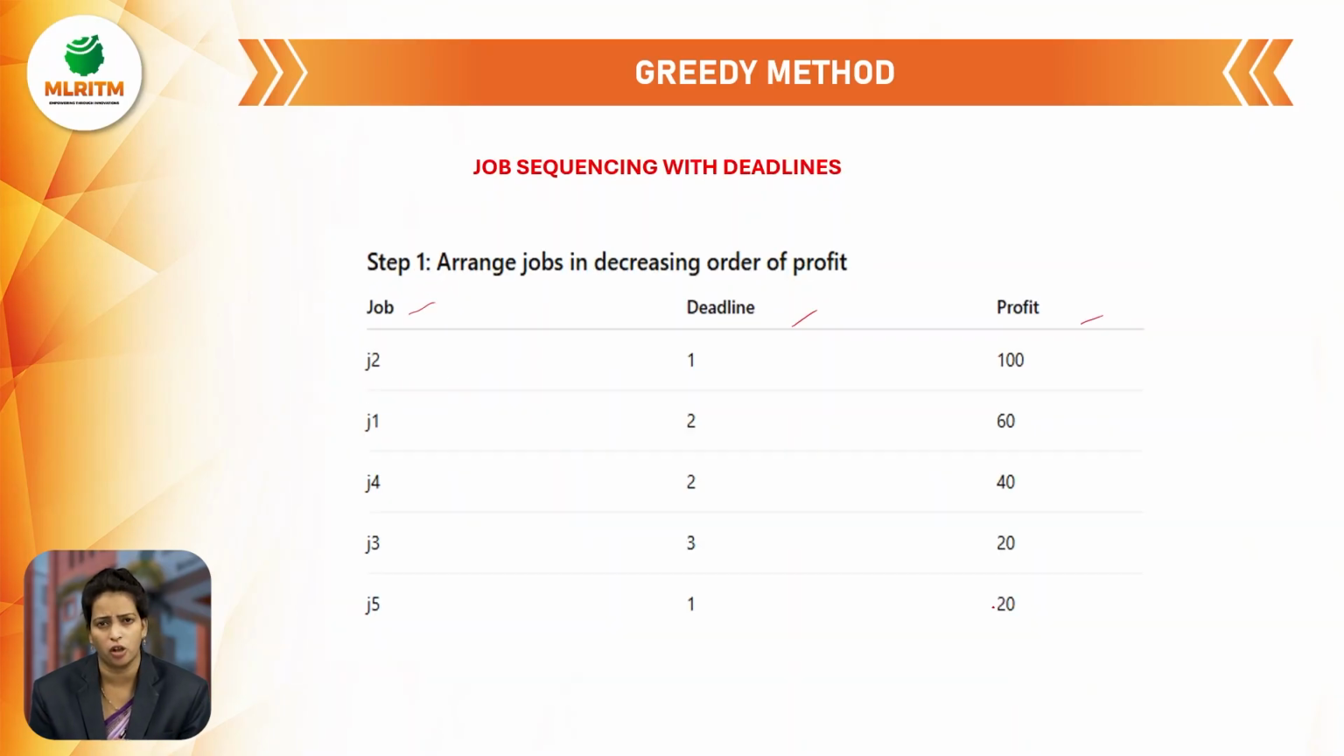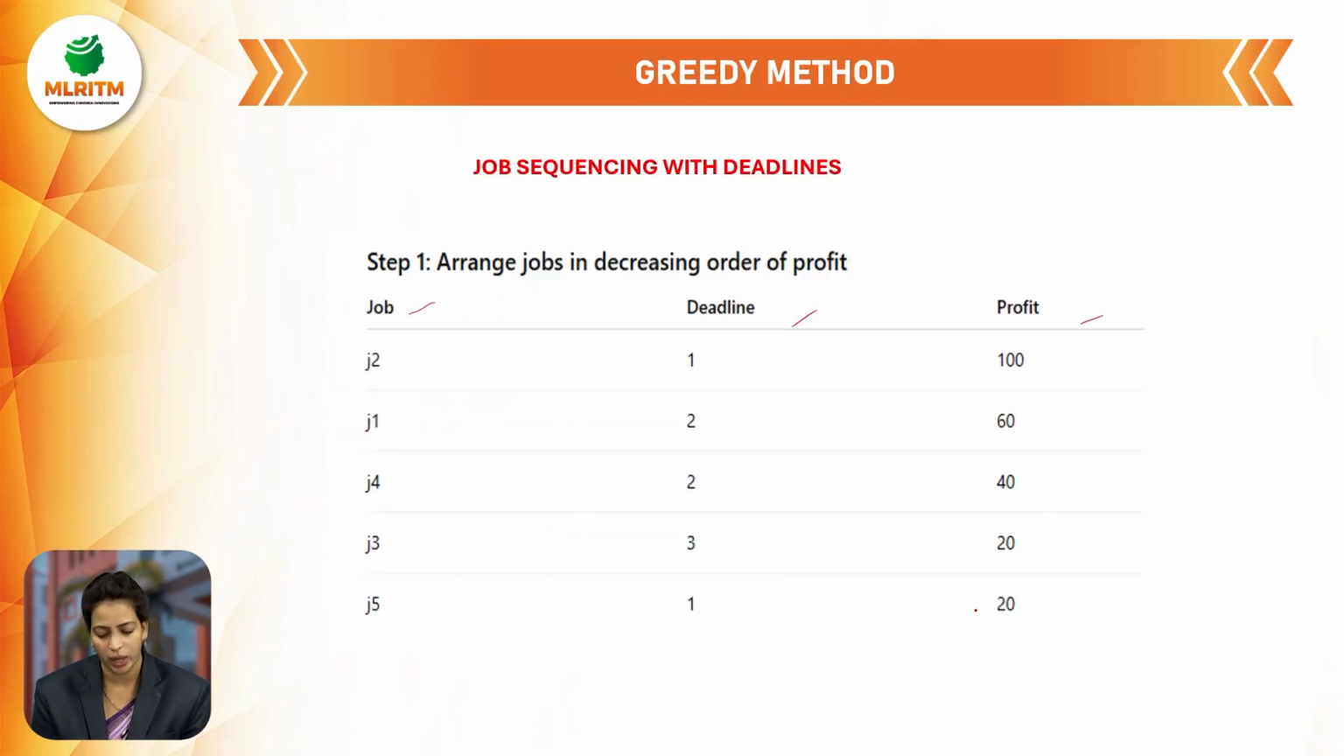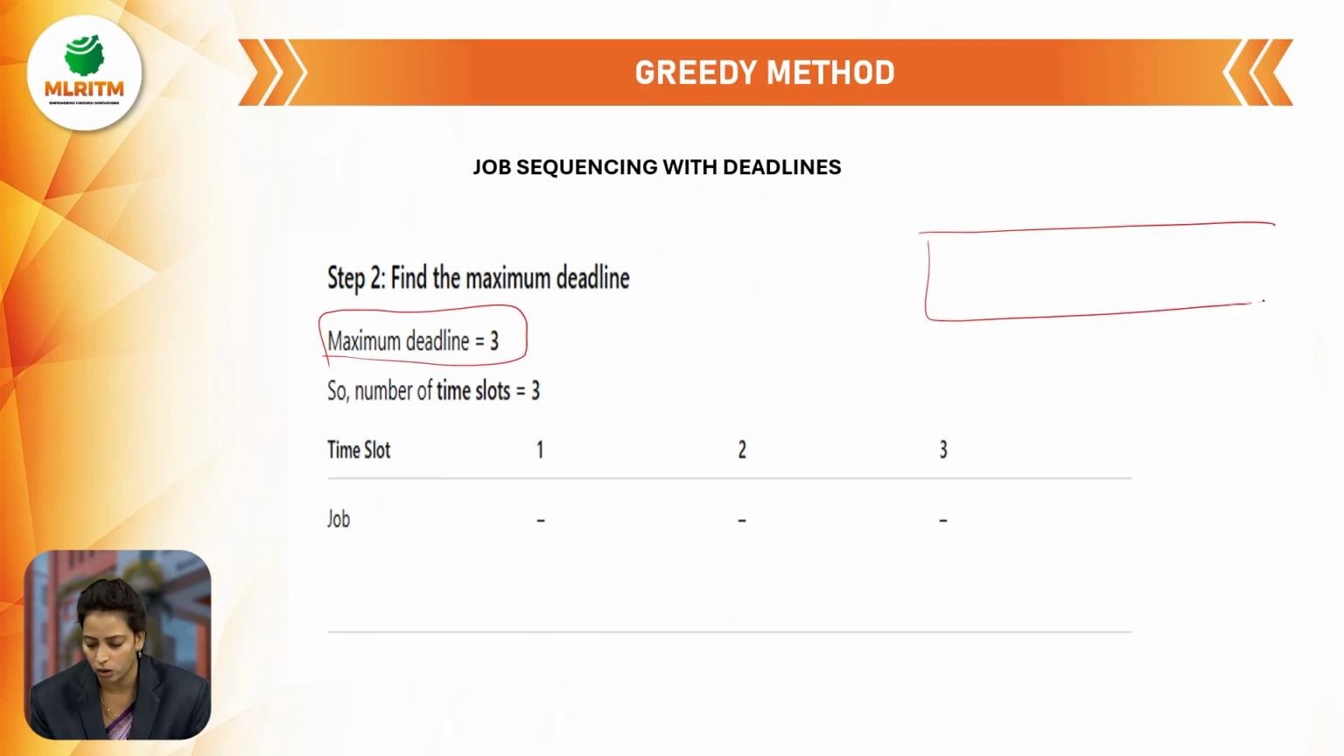Step 1, arranging all the jobs in decreasing order based on their profit. Step 2 is find the maximum deadline. That means we consider which deadline is the highest one. So 3 is the maximum deadline. So we consider 3 slots, 0 to 1, 1 to 2, 2 to 3.